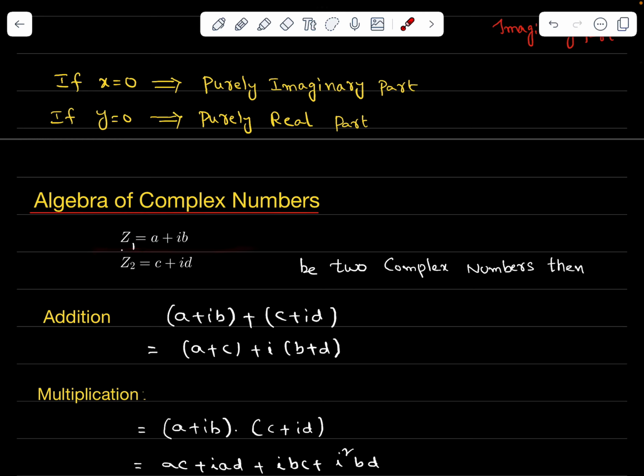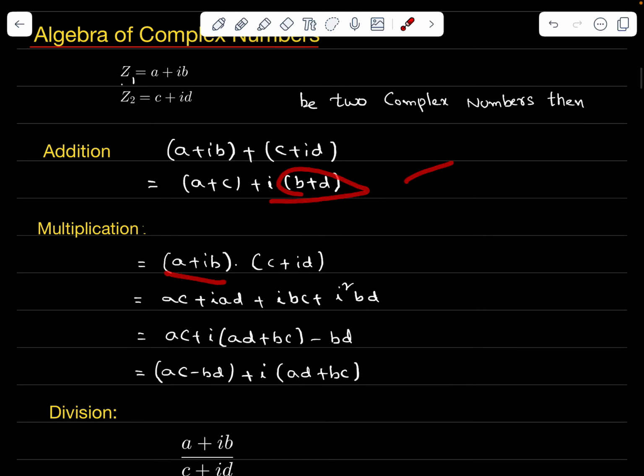z1 is equal to a plus ib, z2 is equal to c plus id. Algebra of complex numbers, for two complex numbers. Addition: a plus ib plus c plus id. Write the values of real part and imaginary parts. Therefore, a plus c plus i into b plus d. Multiplication: a plus ib into c plus id. Here the value of i square is equal to minus 1. Therefore, real part ac minus bd plus i into ad plus bc.